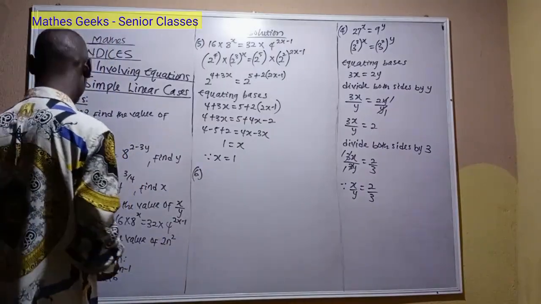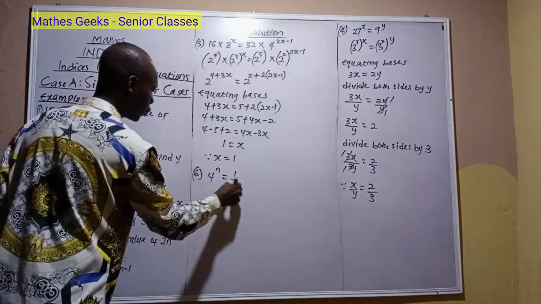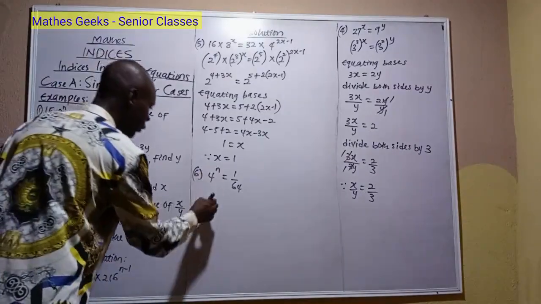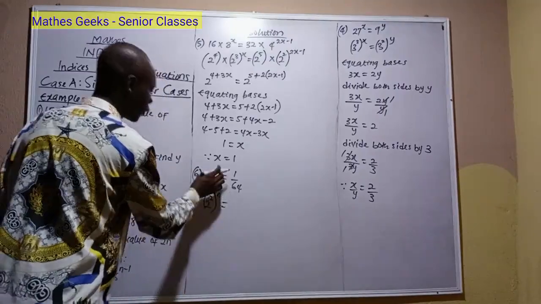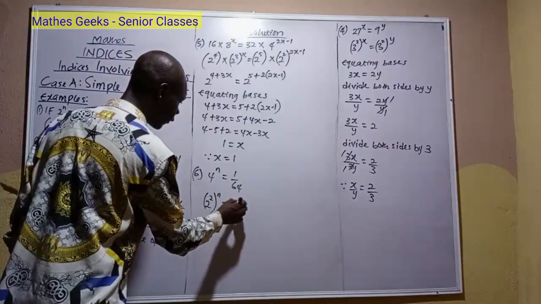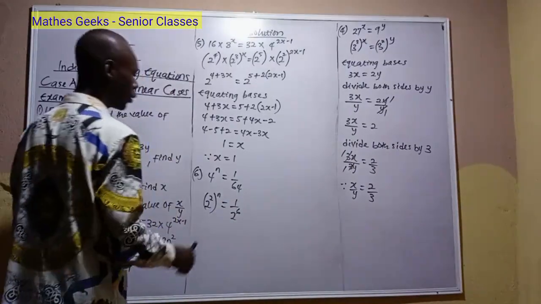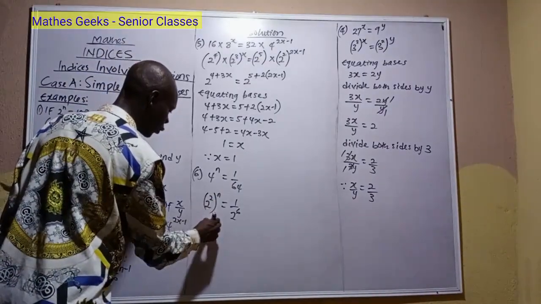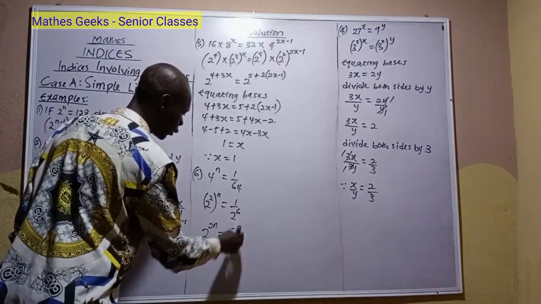Number 6. If 4 raised to the power n is equal to 1 over 64, find the value of 2n squared. So 4 is 2 raised to the power 2, and that's raised to the power n. And now here we have 64, and 64 is 2 raised to the power 6. So 1 over 64 is 2 raised to minus 6. So this is equal to 2 raised to 2 times n, which is 2n, equal to 2 raised to minus 6.